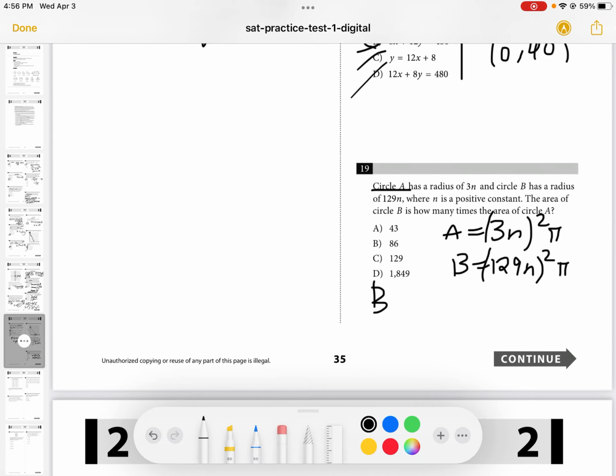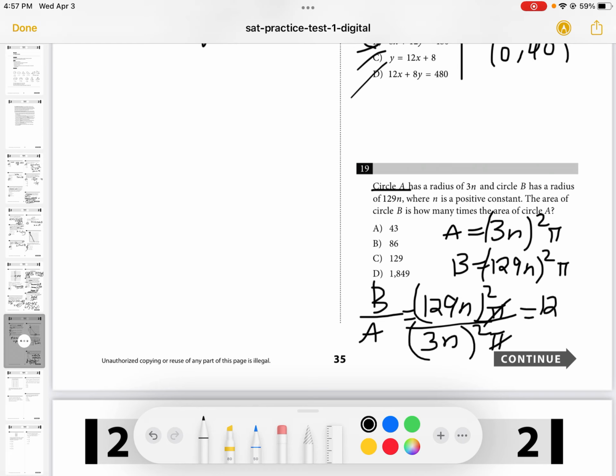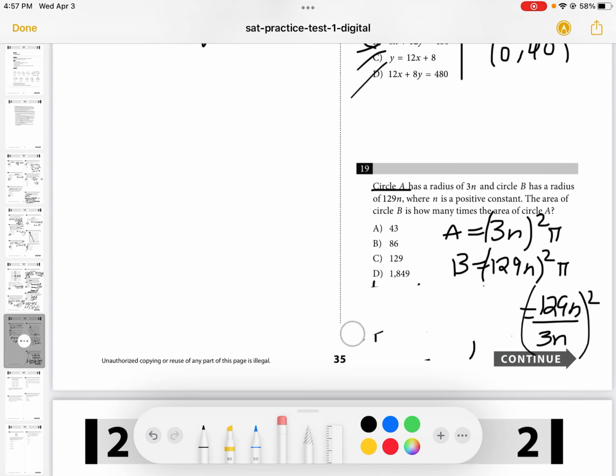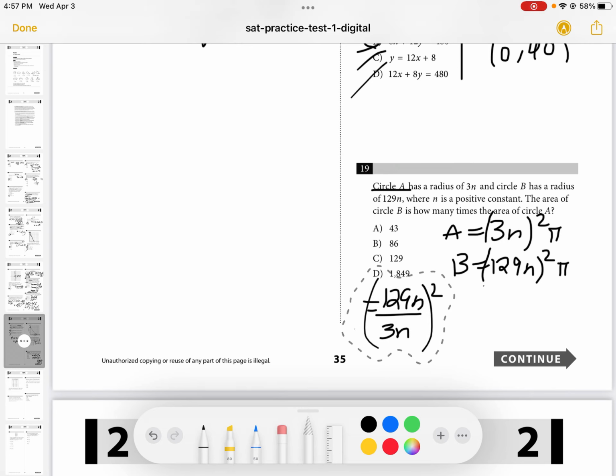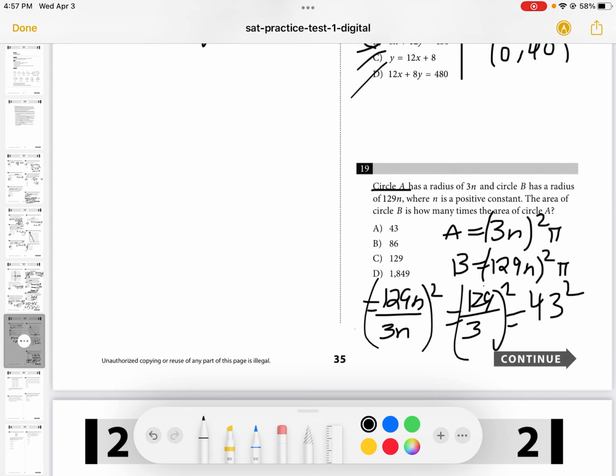Now B divided by A is equal to 129n squared pi divided by 3n squared pi. The pi's cancel, so we get 129n divided by 3n, all squared. When we simplify that ratio, it is equal to 129 divided by 3, squared. That's equal to 43 squared.